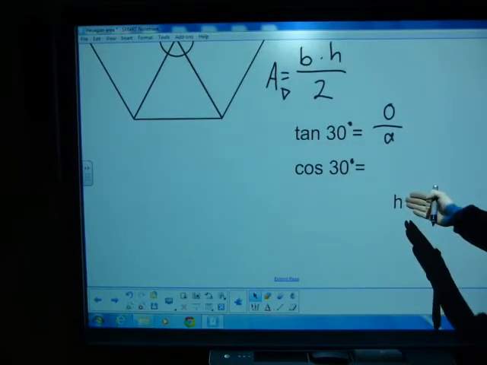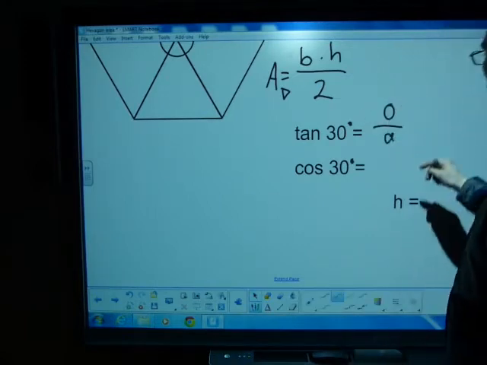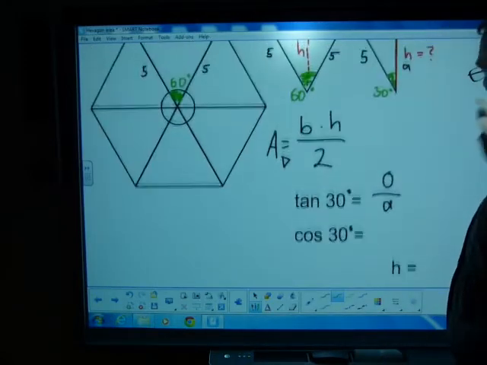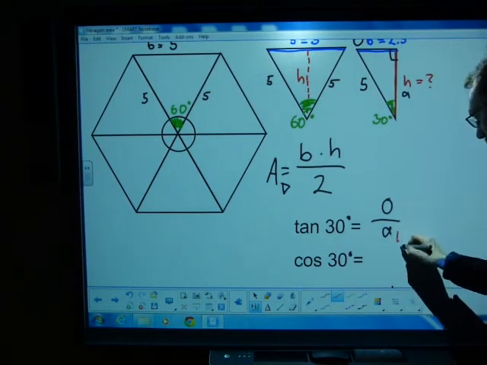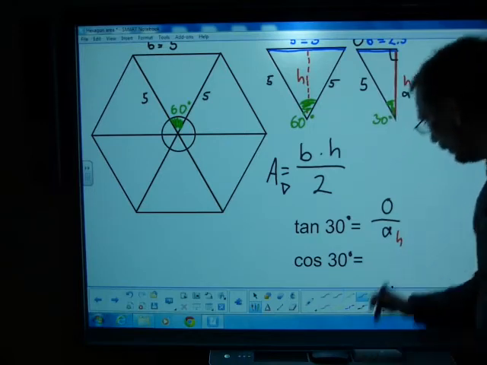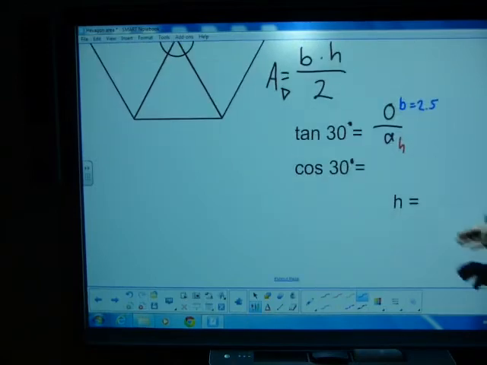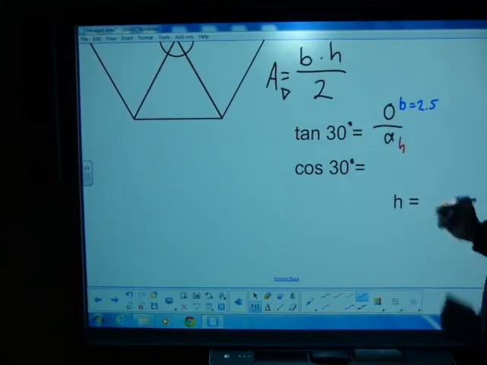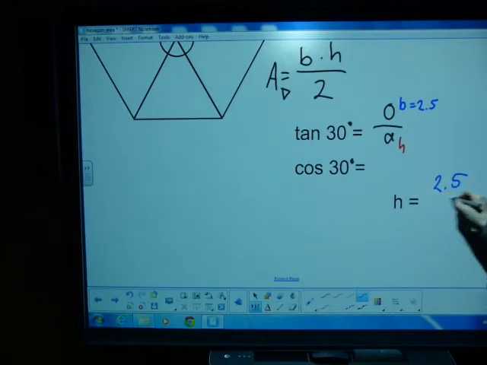The height, therefore, I'm going to use the tangent formula with it. The height is the adjacent side, so the height comes here, and the opposite was the base. That was the 2.5. From this equation, the height of the triangle is the base, or 2.5, divided by tangent 30 degrees.